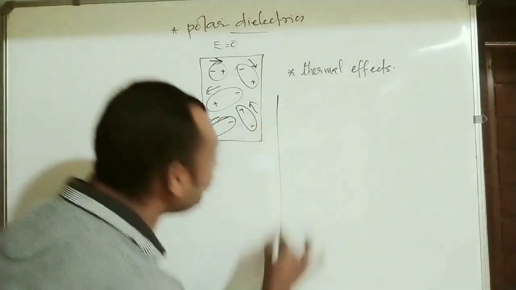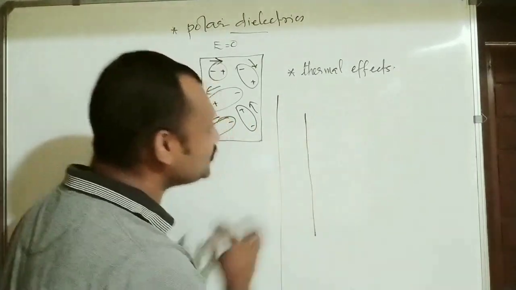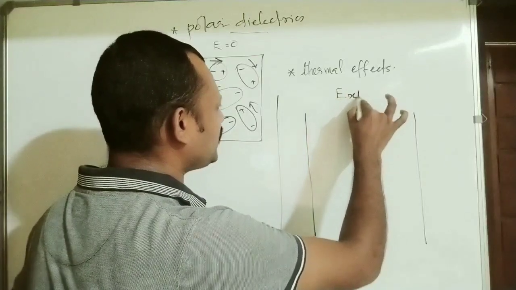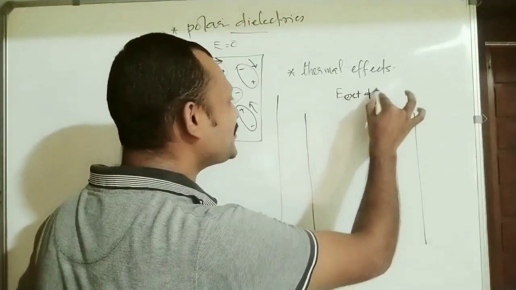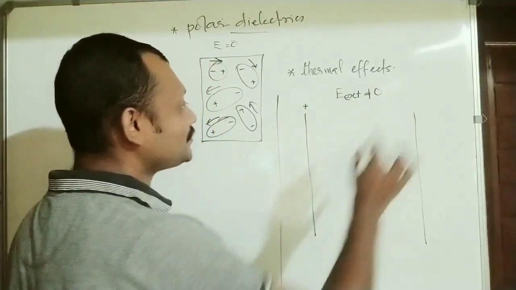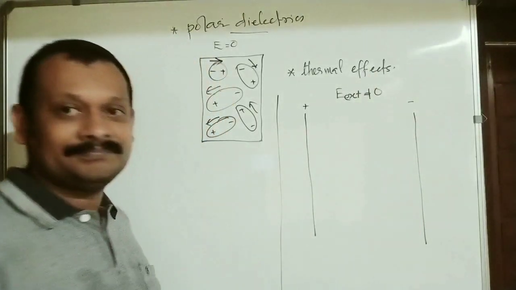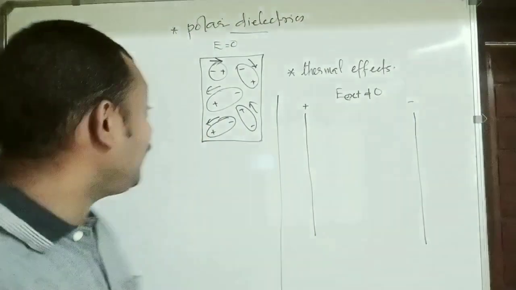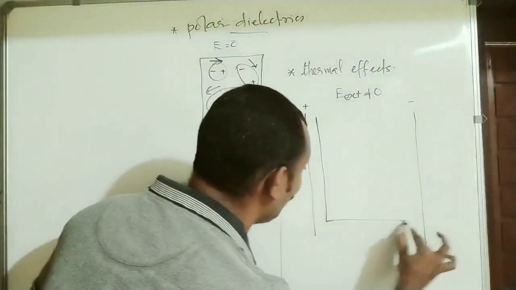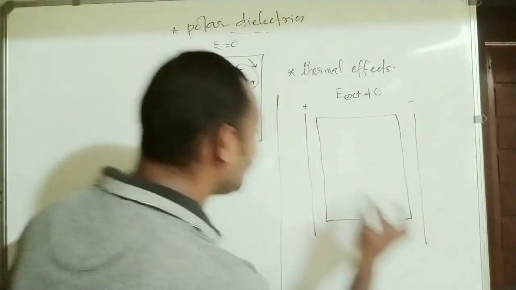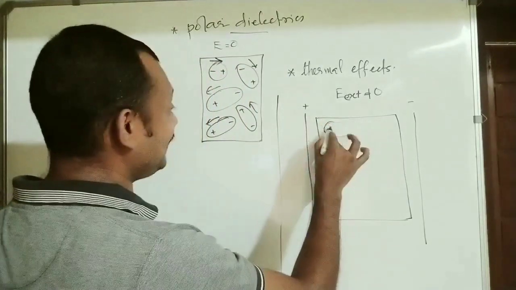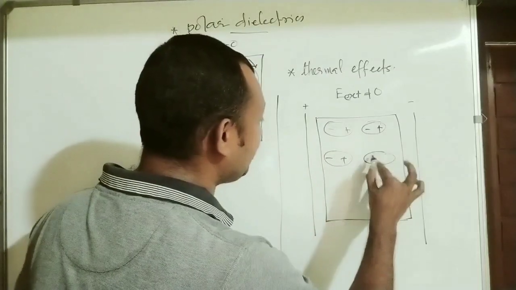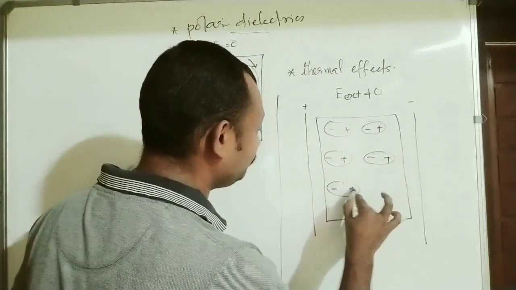Now let us see the situation in the presence of an external electric field. E external not equal to 0. So this is positively charged, this is negatively charged. I'm sure that you will say, fine, if you take all these molecules, they are going to align in this way: negative, positive, negative, positive, negative, positive. You will say this will happen.